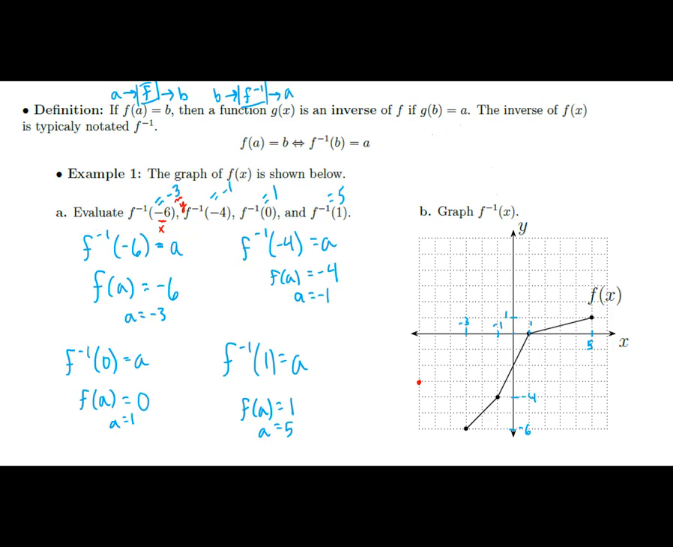Then here I'd say -4 in the x, -1 in the y, so that puts me right there. Then I have 0 in the x, 1 in the y, that puts me right there. And 1 in the x and 5 in the y puts me right there. And I can go ahead and try to connect these up. Try to keep my line as straight as possible. Sorry, that's not the cleanest line there.